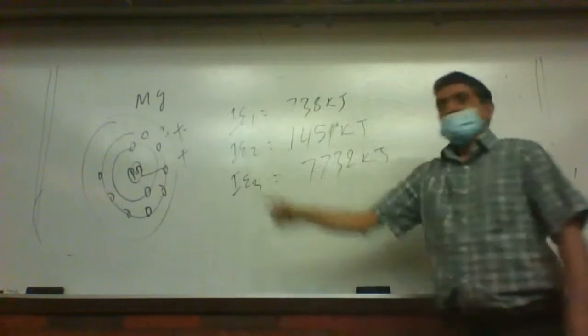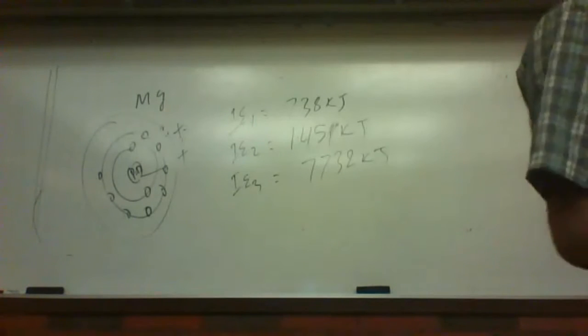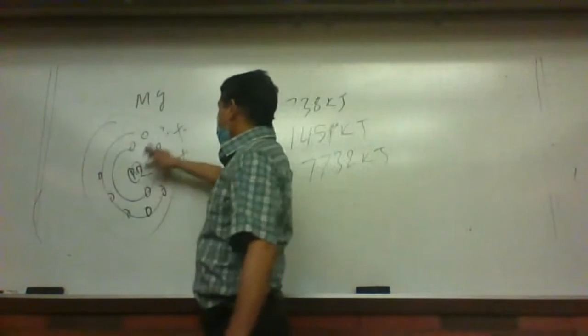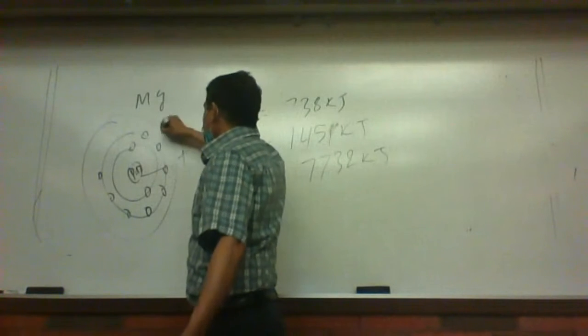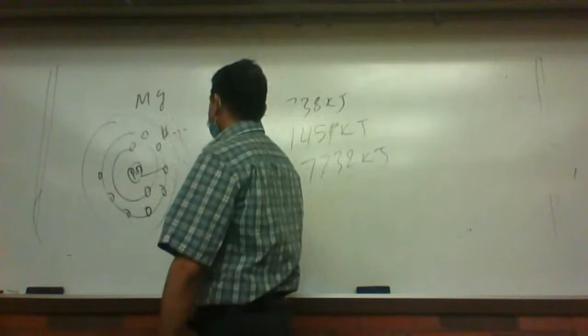7,732 kilojoule. Yeah? So why is it easy to remove the first electron? Because it's a neutral atom, and the electrons are too far from the center, so it is easy to remove the first electron. Easy. Just give a small amount of energy.